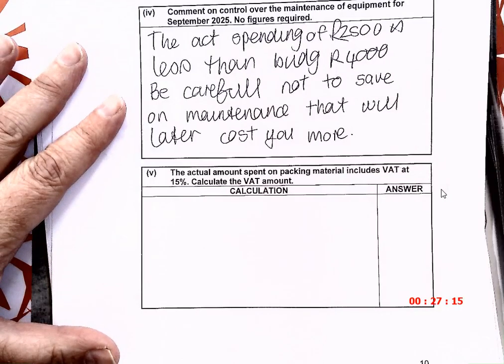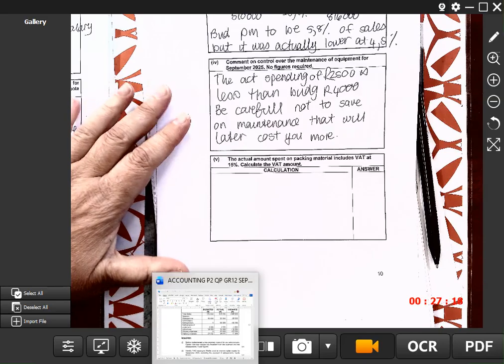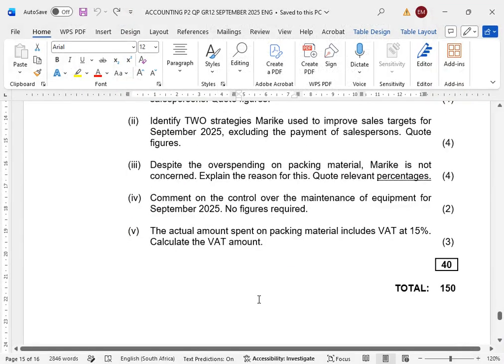Okay, next one. Let's go look. Next one. The actual amount spent on packing material.